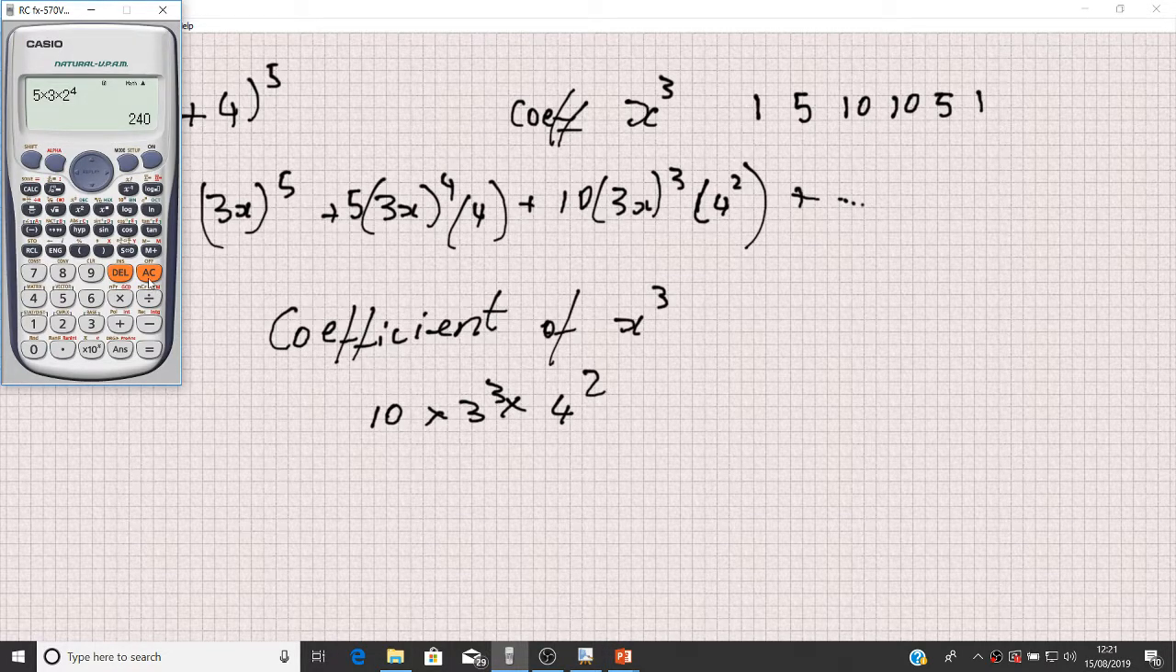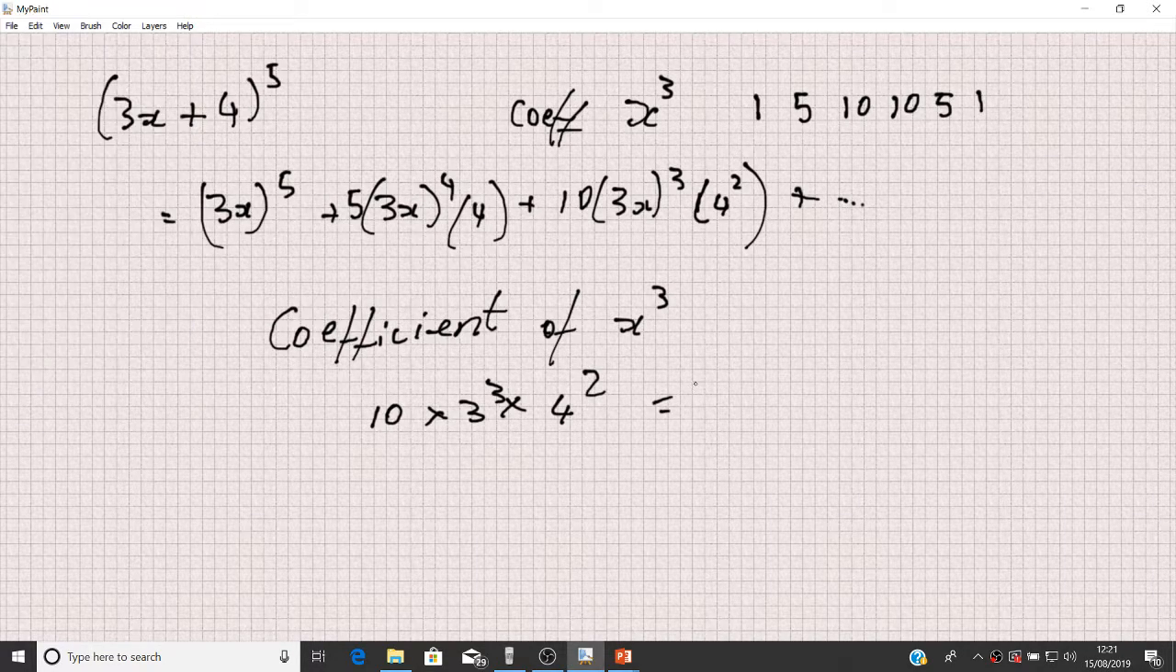So just bringing the calculator up, we have 10 times 3 cubed times 4 squared, giving us a coefficient of 4,320. So that's the coefficient of x cubed in the expansion given. So that's it for this video. Thanks for watching.